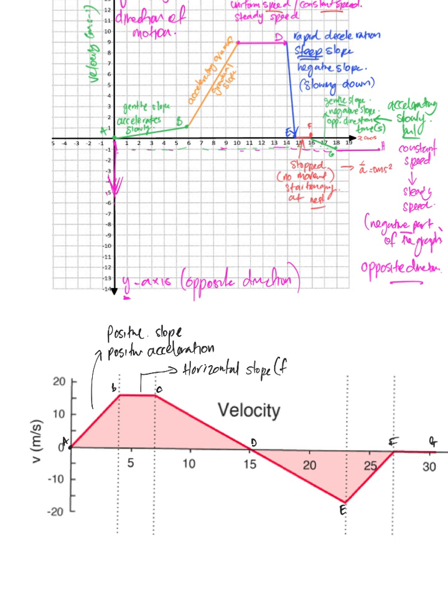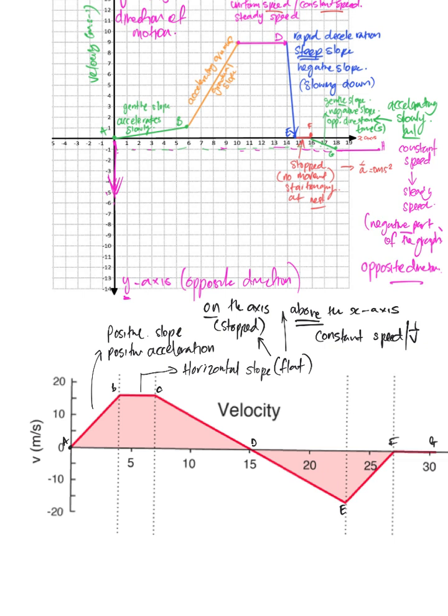So that tells me that the slope is flat. And if the slope is flat, and it's flat and above the x-axis, that means it's a constant speed or velocity. Constant speed or velocity. If it's flat and on the x-axis, then it has stopped. So there's another way of looking at that.